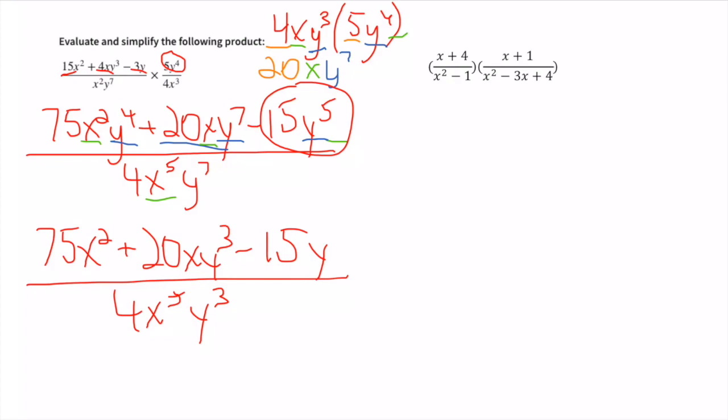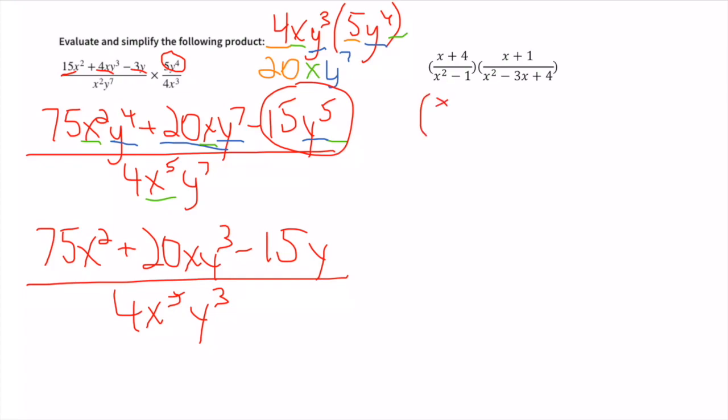So the next example, okay, again, I'm multiplying polynomials together. Okay, so the first thing I want to do to make my life a lot easier is to factor out everything I can.